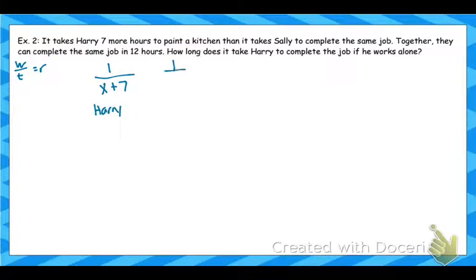Sally is going to be just 1 over x, okay? Because whatever her time is, we know Harry's time is going to be 7 hours more. So that's Sally's rate. Combined, they're going to get that job done in 12 hours. And again, it's not going to equal 12. It's going to equal their combined rate. So that is one kitchen in 12 hours.